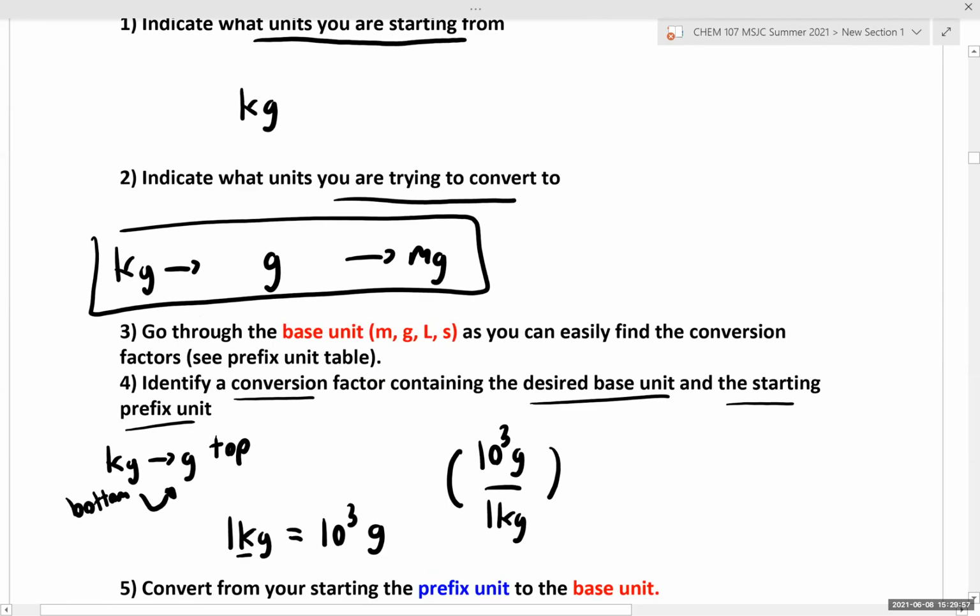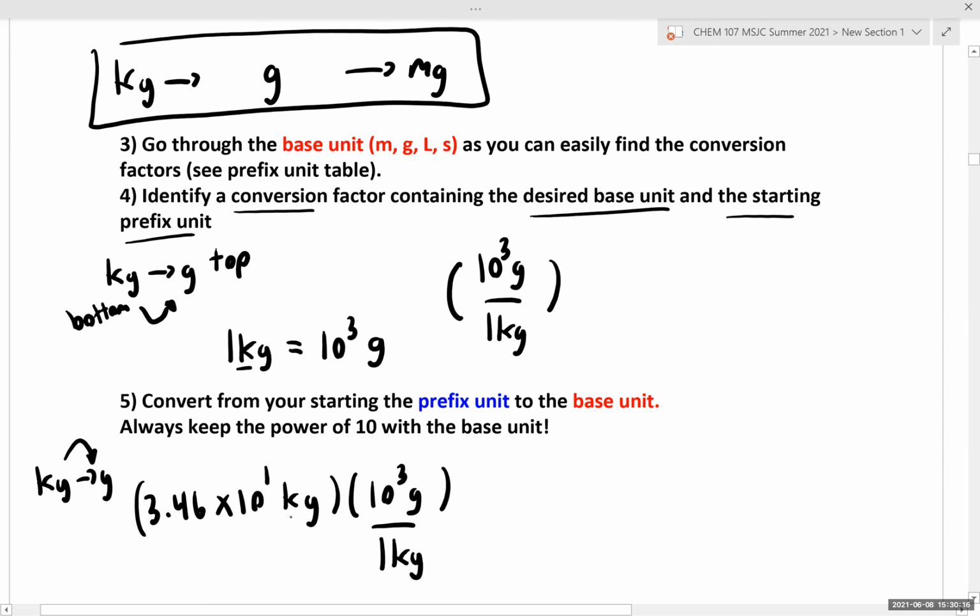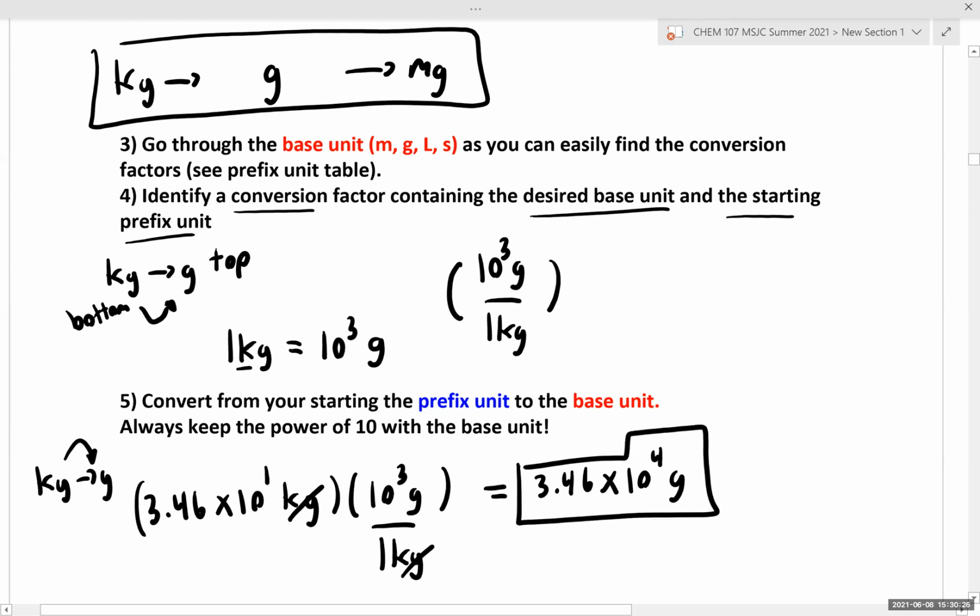Now, all we have to do is execute. So if we have our starting number of 3.46 times 10 to the first kilogram, we want to go from kilogram to gram. Our conversion factor will have grams on top, so we have 10 to the third grams, and we'll have kilograms on bottom, so kilograms cancel. That in turn gives us 3.46 times 10 to the fourth grams. Does the first step in this unit conversion scheme make sense to everyone?